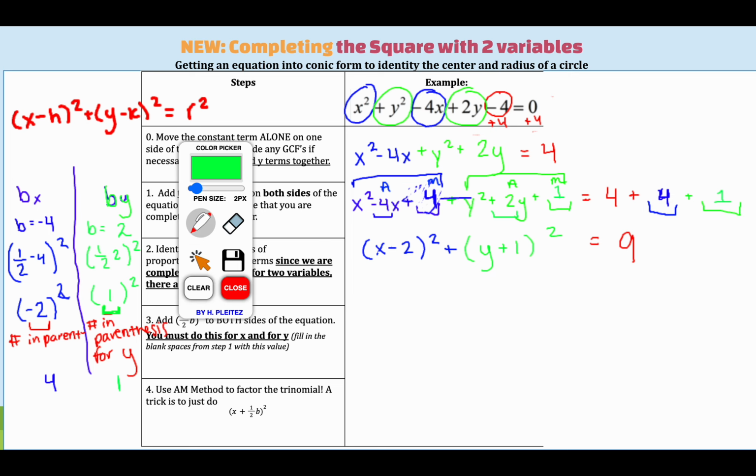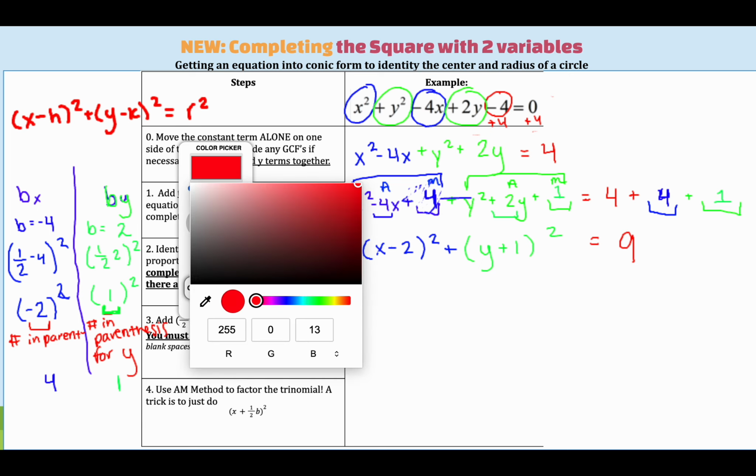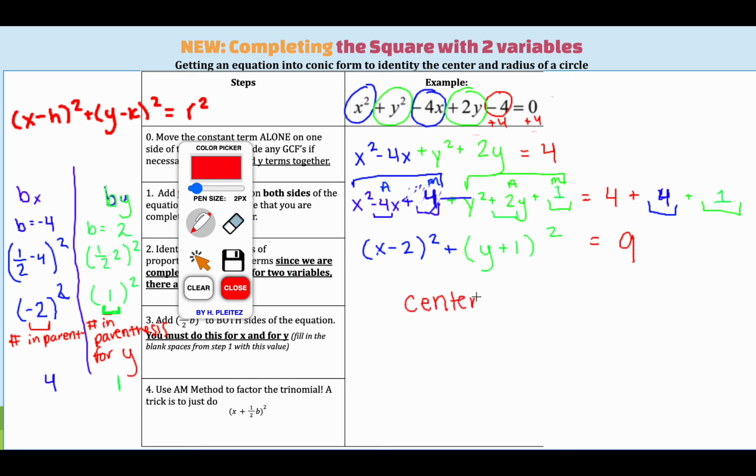Now this is the form that we're used to seeing. This is the form where we're able to figure out the center and the radius. So in this case, the center of our circle, we need to flop these signs. The center of our circle is at 2, -1. And then remember that this is the value of your radius squared. So our radius then is going to be equal to the square root of 9, which we get 3.